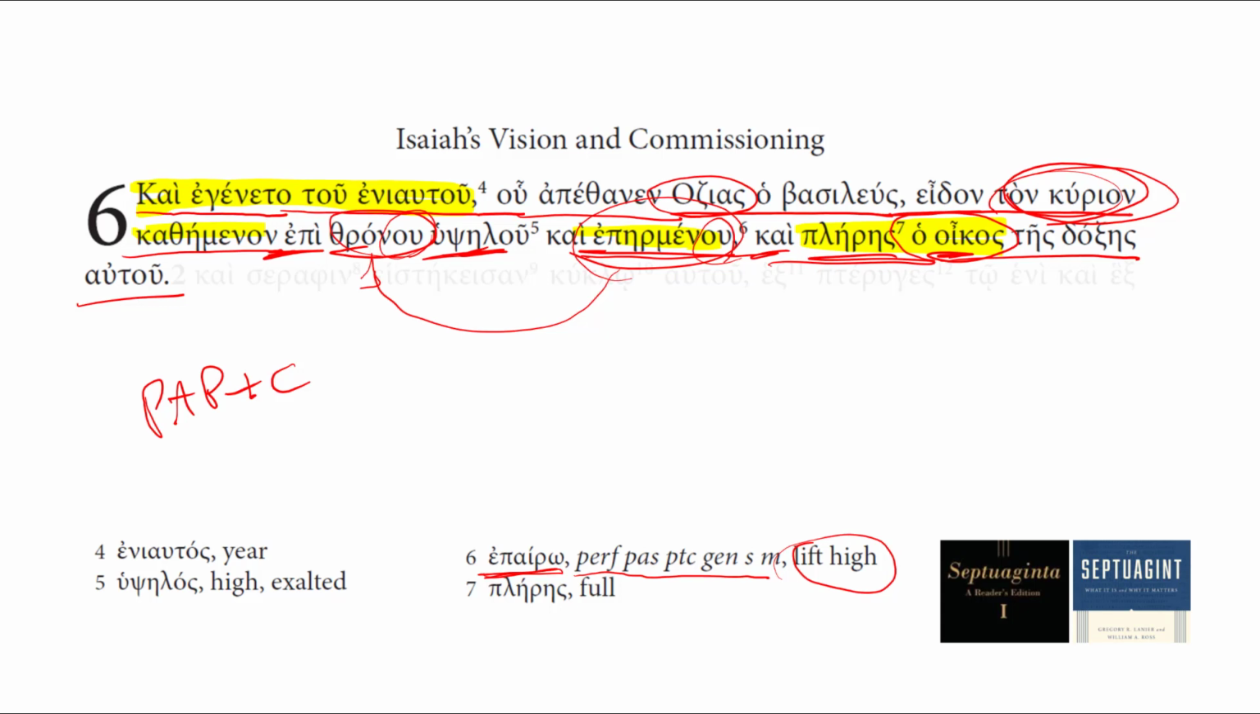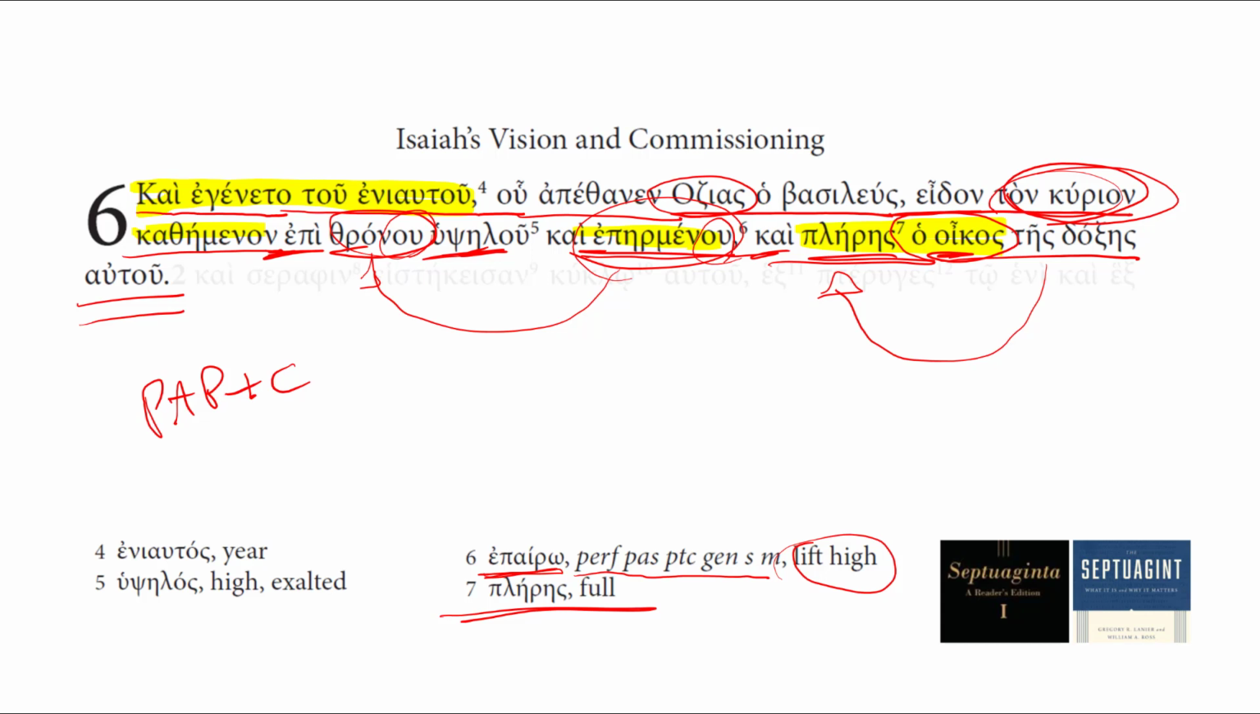But the question is, which of the 2 parts of that predicate clause does the phrase tēs doxēs autou modify? It could modify either. If we take it as modifying ho oikos, we would translate that the house of his glory was full. And that is possible, but I think it's in fact better to take tēs doxēs autou as modifying plērēs. And that's because the idea of fullness implies fullness with something.